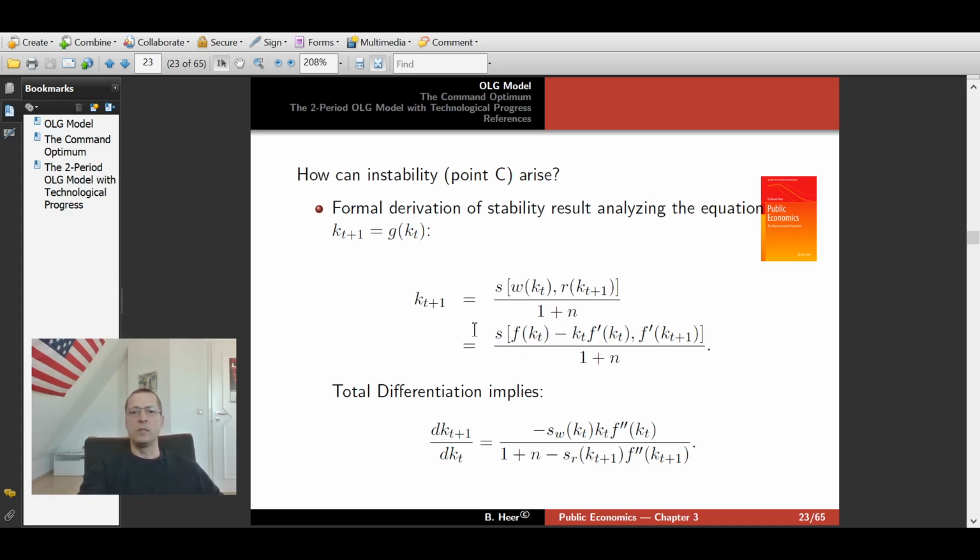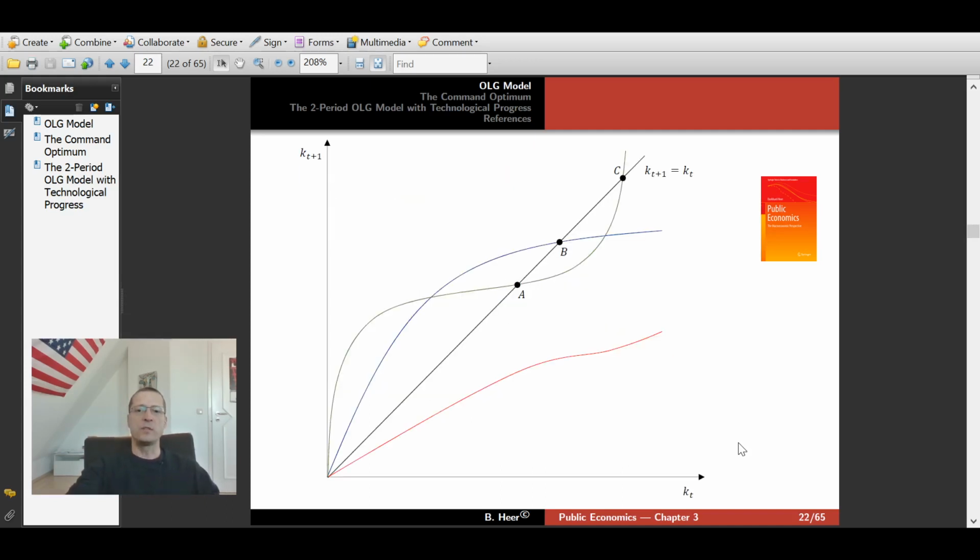Now this is an implicit equation of k_{t+1} in the equation k_t, and we can form the total derivative to get dk_{t+1} over dk_t and get this expression in the bottom line of slide 23. Now when you go back to our stable and unstable steady state here, you see C is unstable, A is stable.